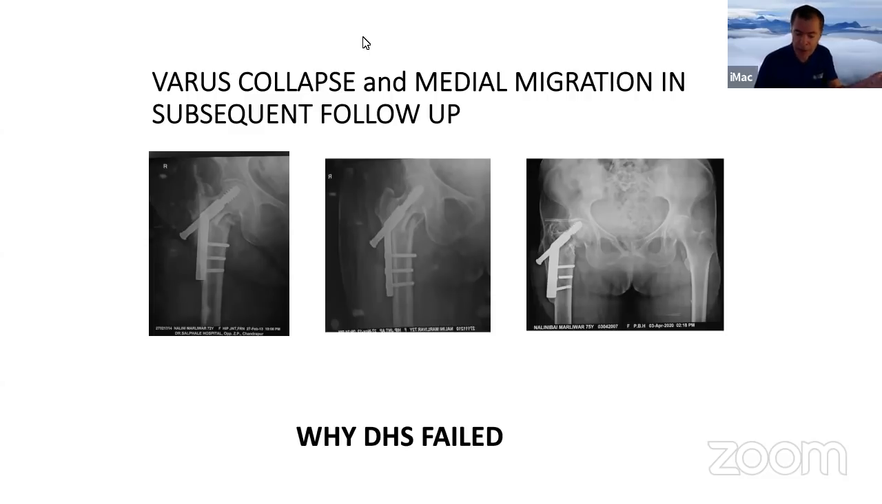Because 30 years ago, the DHS was the solution because it was able to collapse and let the fracture heal. So the fracture is going to heal, but in a very bad functional position. That's the major topic here. And I think it fails because it breaks the lateral wall.